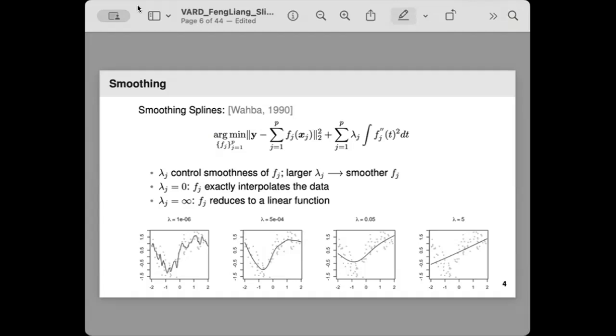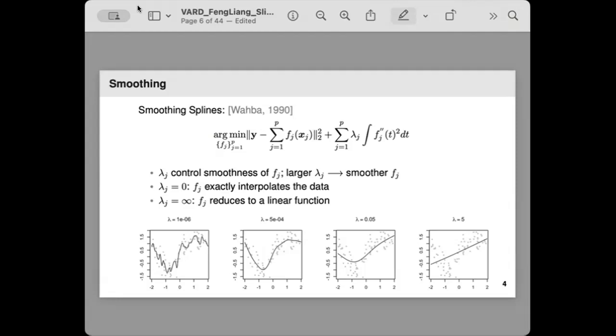I will skip some of the mathematical details, but as covered in any standard course on smoothing splines, we learn that to minimize this objective function, we need to represent f_j using the natural cubic spline basis functions. Once we have the basis function representation, the objective function eventually reduces to a ridge regression with lambda_j as a tuning parameter. Let me explain why we end up having a ridge type penalty.